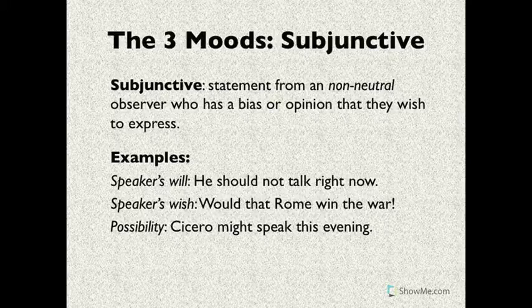Now let's take a look at the subjunctive. The subjunctive is a statement from a non-neutral observer who has a bias or an opinion that they wish to express. For example, we might see the speaker's will. In the sentence, he should not talk right now, we know what the speaker wants and what the speaker thinks. That is, the speaker thinks that person should not be talking right now.